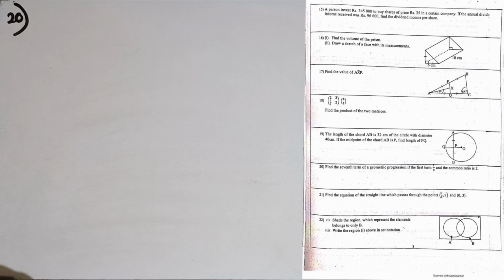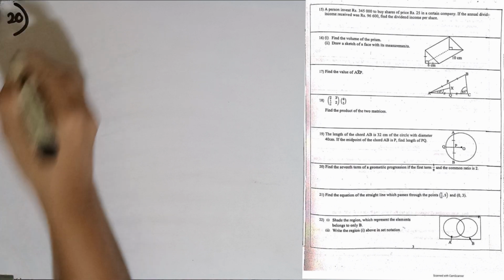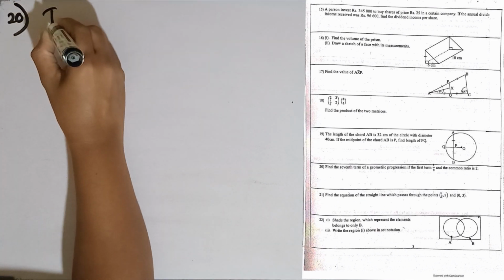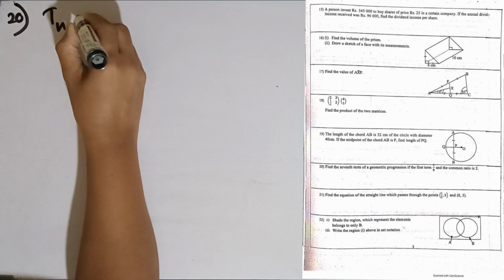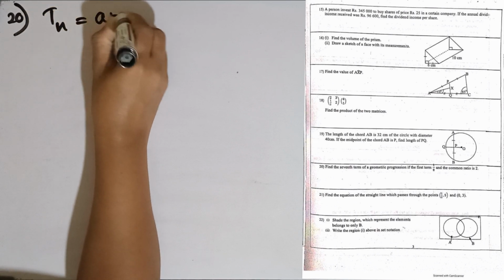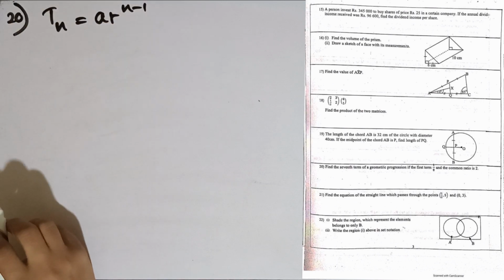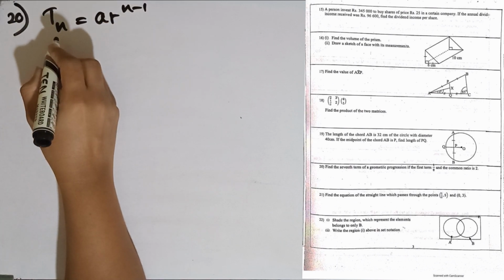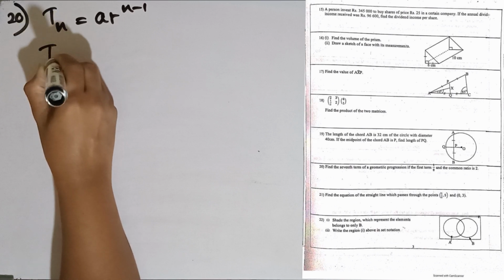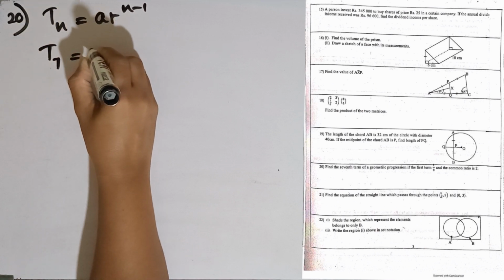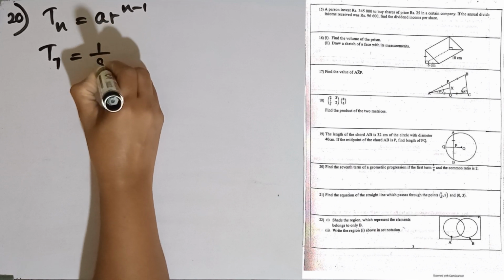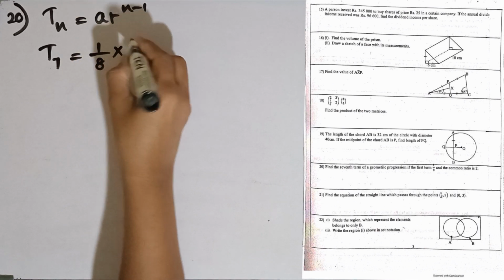Question number 20. Find the seventh term of a geometric progression if the first term is 1 over 8 and the common ratio is 2. We know that the nth term of a geometric progression can be found by Tn equals a r to the power n minus 1. So if we substitute the given values here, we want the seventh term. T7 equals the value of a is 1 over 8 into r is 2 here.